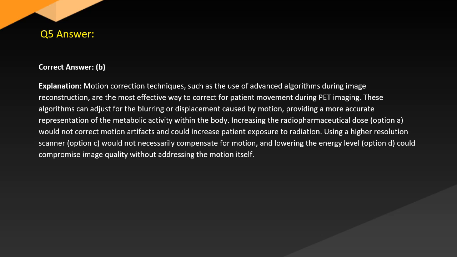Answer. Correct answer B. Explanation. Motion correction techniques, such as the use of advanced algorithms during image reconstruction, are the most effective way to correct for patient movement during PET imaging. These algorithms can adjust for the blurring or displacement caused by motion, providing a more accurate representation of the metabolic activity within the body.